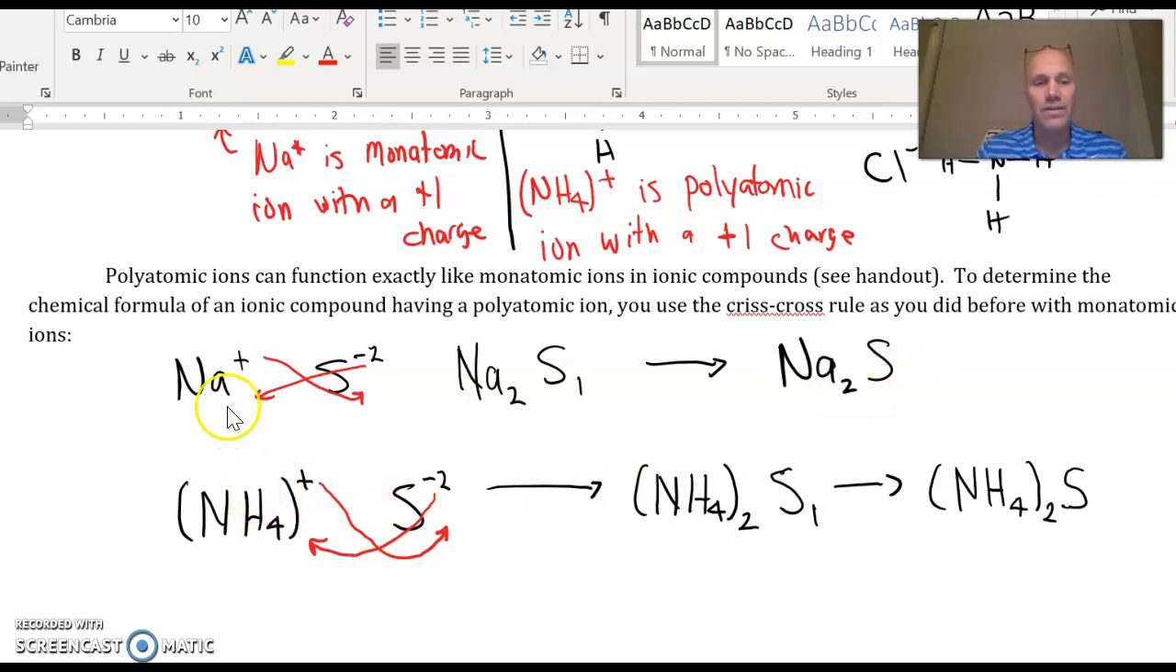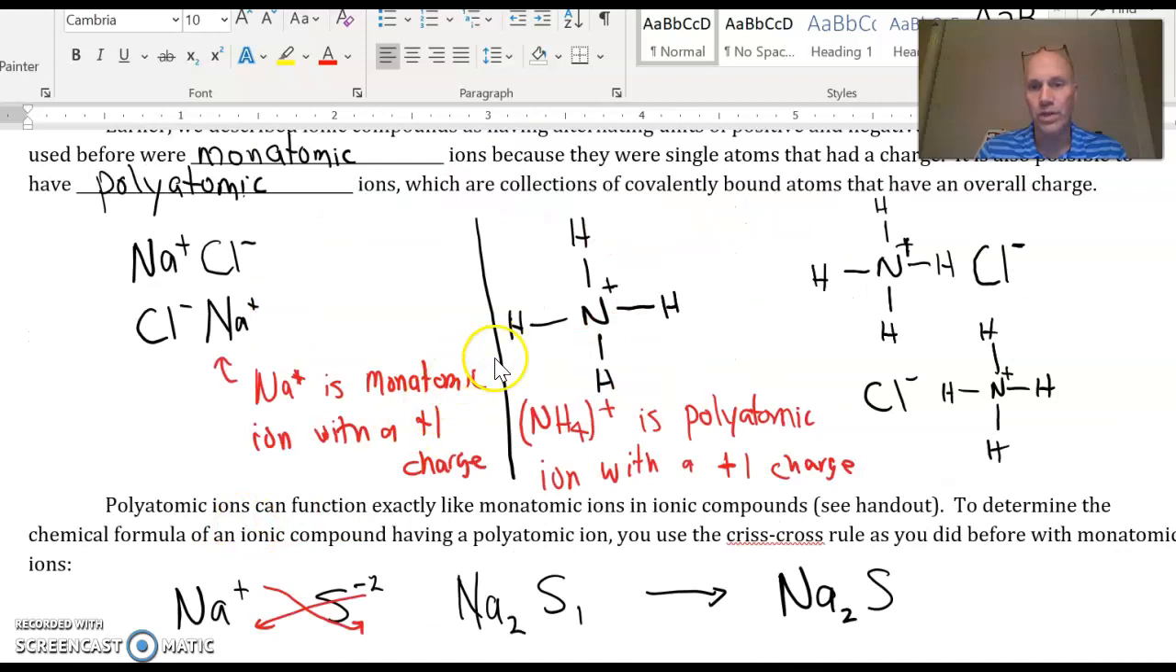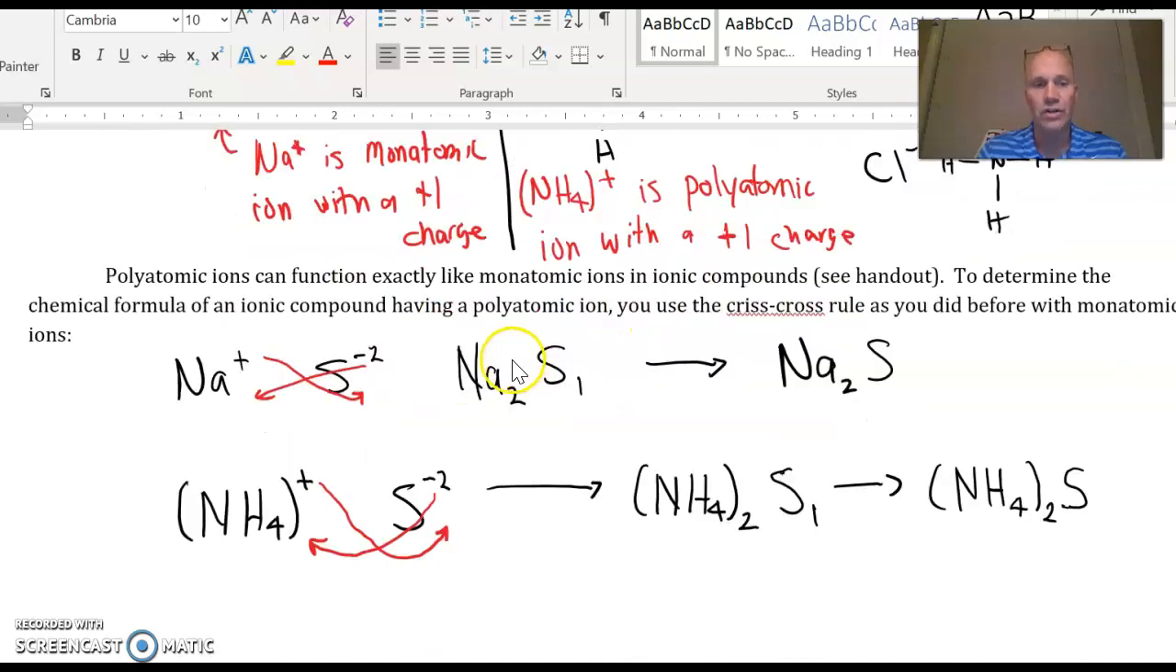So if instead of Na+ we had ammonium, the easiest way to do this is to write the polyatomic ions so that all of the atom quantities are inside parentheses, and you put the charge on the outside. What this is saying is that this group of covalently bound atoms, which we talked about before, would have this structure, which overall has a +1 charge. We're going to crisscross that with this ion right here. So the negative ion is a monatomic ion that has a -2 charge.